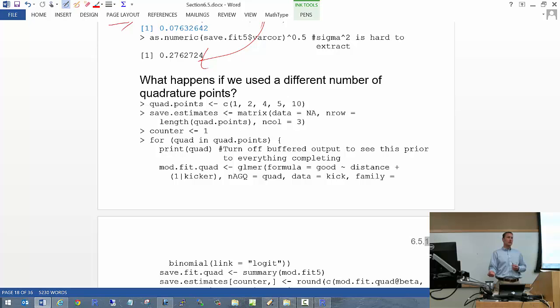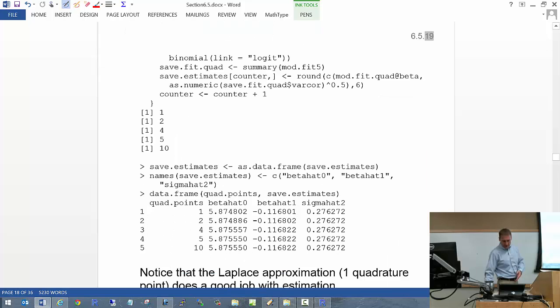And so what I decided to do was write some code here that looked at what happens if we just use 1 point of quadrature? What happens if we just use 2? What if we use 10? Maybe 5 wasn't enough. It is. But what if we use 10? And so what I did was I basically wrote a for loop. We've seen for loops before, where I estimate the model for 1 point, 2 points, 4 points, 5 points, and 10 points. You can look at the details of the code on your own. And this is what I get when I put all the estimates together in a nice little data frame.